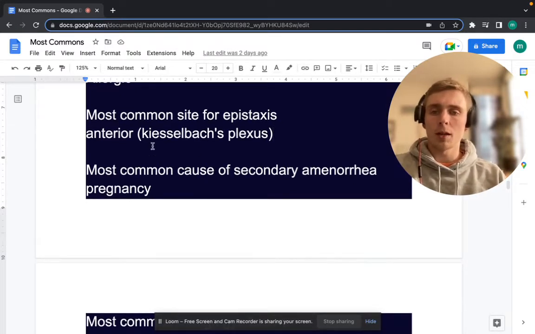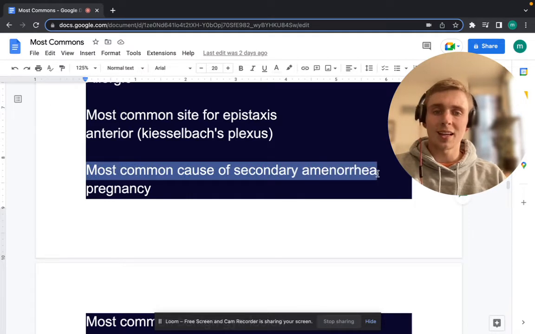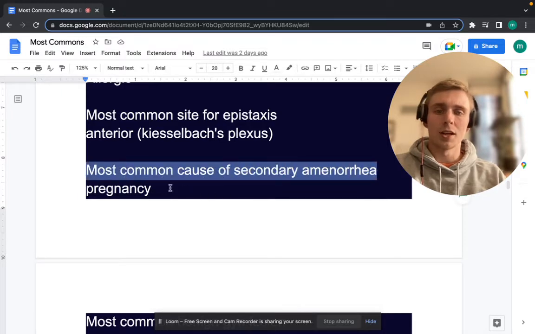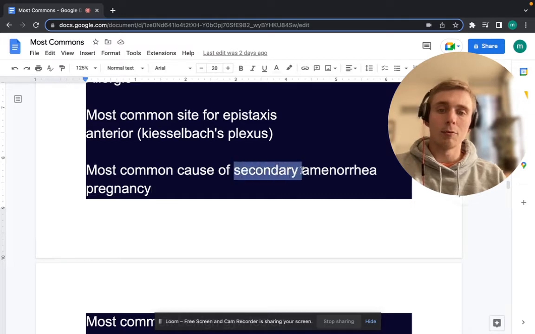So what is the most common cause of secondary amenorrhea? So the most common cause of secondary amenorrhea, that's pretty easy, that's pregnancy. So obviously your period's going to stop if you get pregnant. So pregnancy is the most common cause of secondary amenorrhea. And that's when you had a period before, but now you're no longer menstruating due to a secondary cause. So something has created the amenorrhea when you previously did not have amenorrhea.